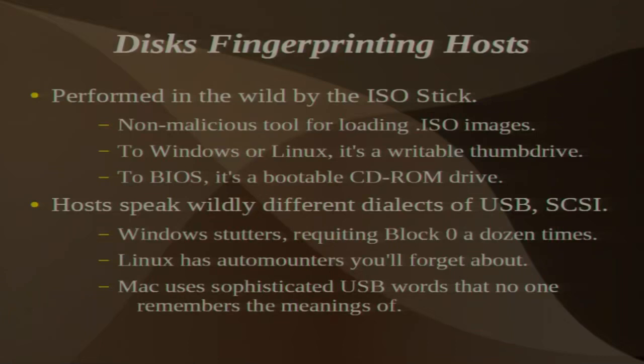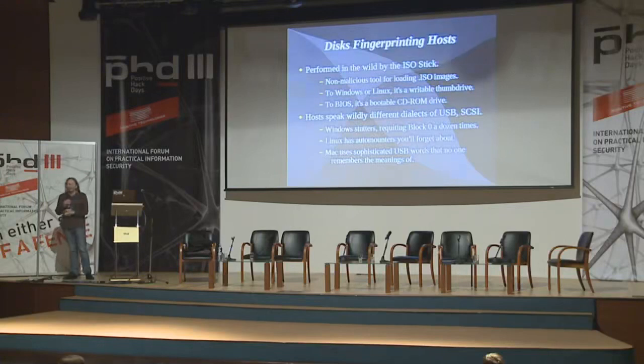So you can copy in 5 different files, all of them .isos, and whenever the ISO stick sees a Windows or a Linux host, then it's a writable thumb drive. Whenever it sees BIOS, it's a bootable CD-ROM with a very small kernel that allows you to choose which of the ISO images you want to load, and then it bounces to that as a second stage bootloader.